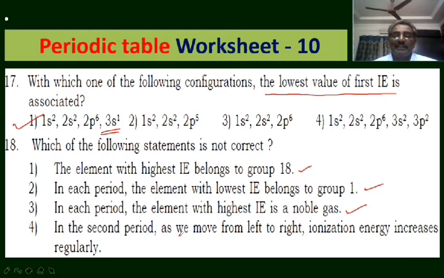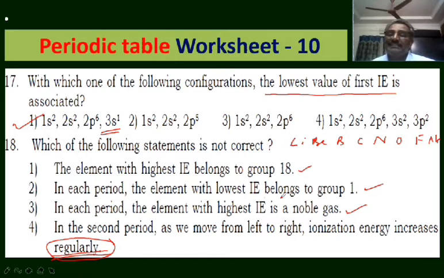In the second period, as we move from left to right, ionization energy increases regularly. Ionization energy increases in general, but there is no regularity. There are some deviations in the second period. What are the elements in the second period? The elements in the second period are lithium, beryllium, boron, carbon, nitrogen, oxygen, fluorine, and neon.